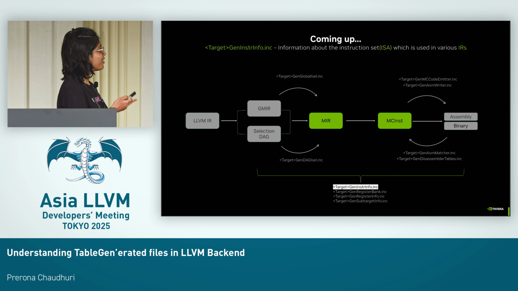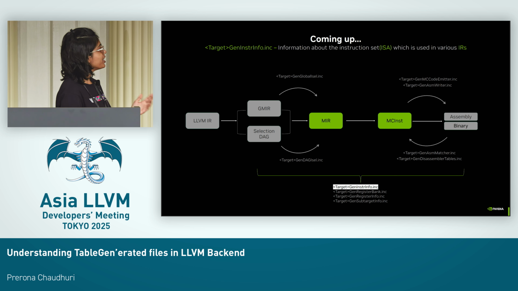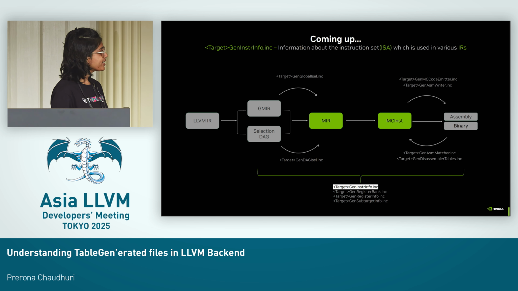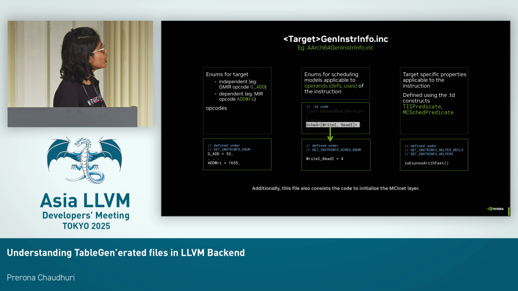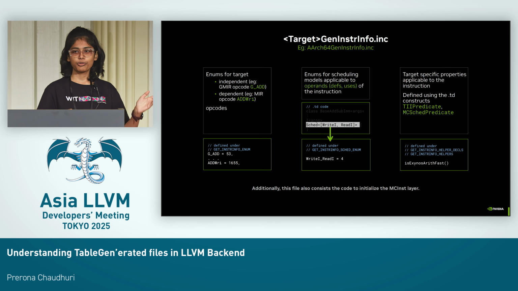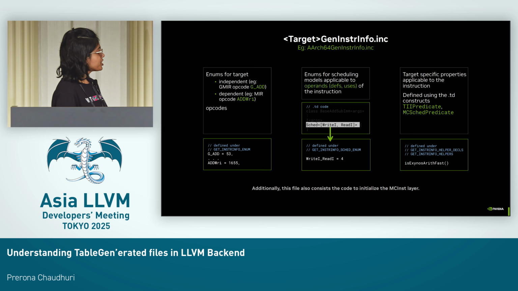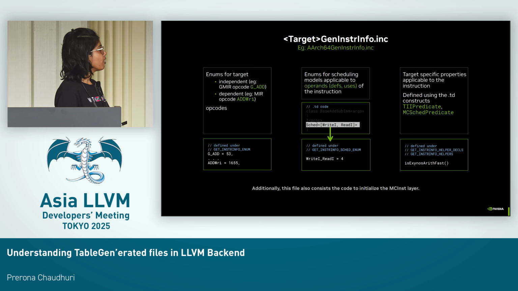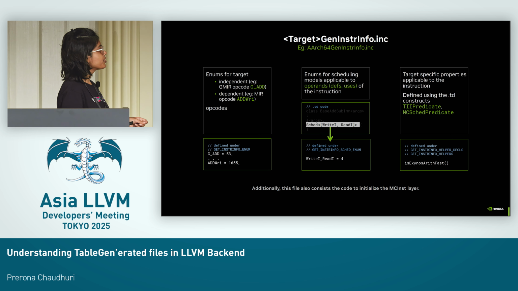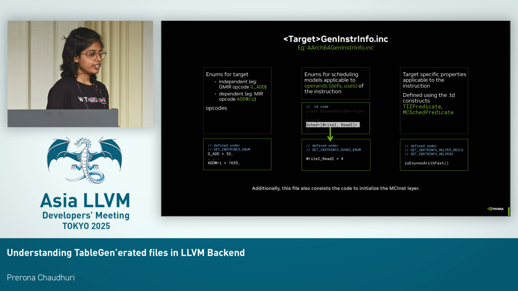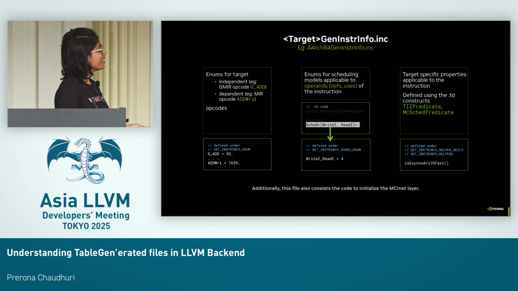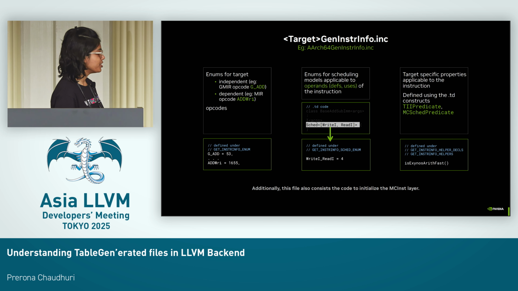The next file that we can look at is the gen instruction info.inc, which will give you the information about the instruction set which is used in various IRs. I have highlighted three features or three pieces of information that you can get from the file. First is the enumerations for your target independent and target dependent opcode. The second is the enums for the scheduling models that are applicable to the operands of the instruction. And the third is the target specific properties that are applicable to the instruction.